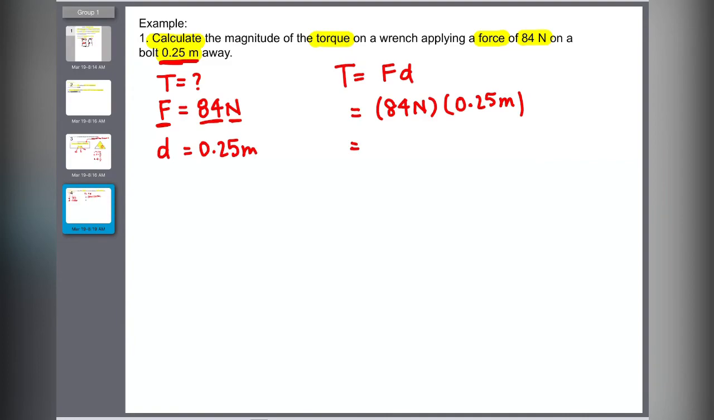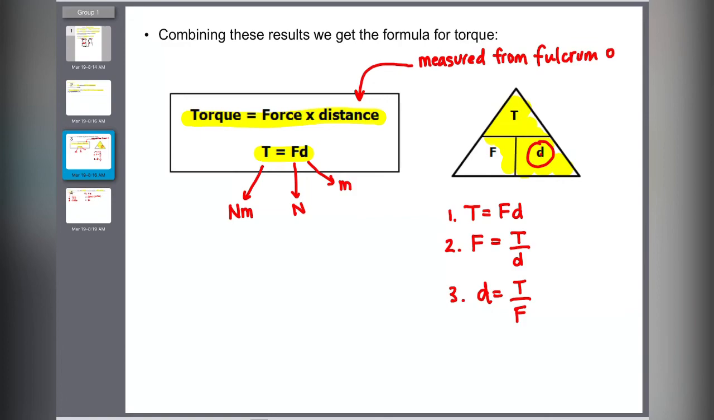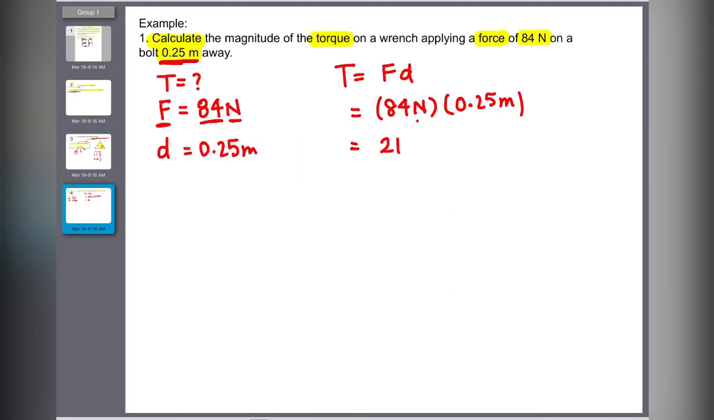Punch it in your calculator. 84 multiplied by 0.25. I get an answer of 21. This is the part that people are going to get stuck on in the quiz. What's the unit for torque? If you're unsure, you go to your study notes. That's why you have your study notes in front of you. I look, oh, torque is newton meters, and it makes sense, right? I have newtons times meters, so the unit is newton meters.